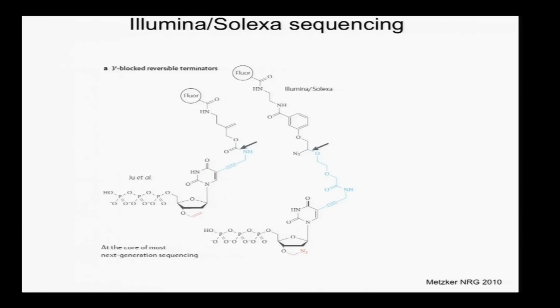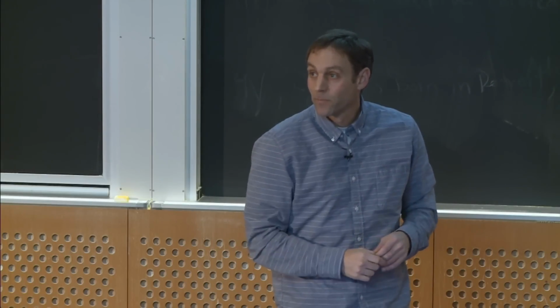And then this whole thing here, hanging off the base, is the fluor, okay? And you cleave that off as well. Okay, so you add this big complicated thing, you image it, and then you cleave off the fluor and cleave off the 3' blocker.